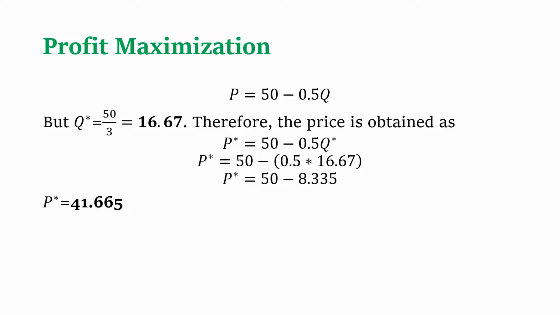So the corresponding price, the maximum price this firm is going to charge for each product is $41.67. So this firm is going to charge $41.67 in order to maximize its profits. If it decides to charge a price below this one, it's not going to maximize its profit. So this is the idea. So the profit maximizing level of output becomes 16.67. Good. Let's move on.